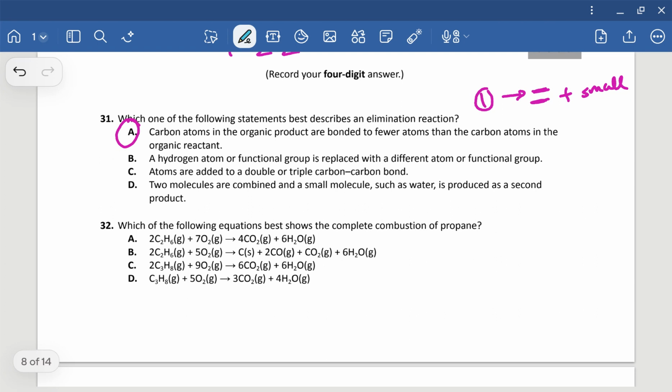Number 32, looking at the combustion reaction of propane. Propane is C3H8, so you could already rule out the other two. And remember, if you don't remember what propane is, now we should be able to draw it, but you could always look at your data booklet, page 4 or 5, and find it. And then if you're doing the combustion, you know you're adding in oxygen, carbon dioxide, and water. Then you just want to see which one of these is balanced correctly, and that answer would be D.